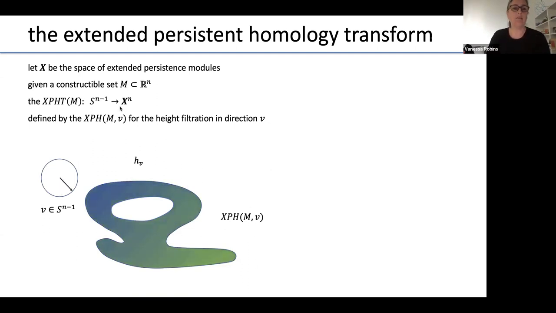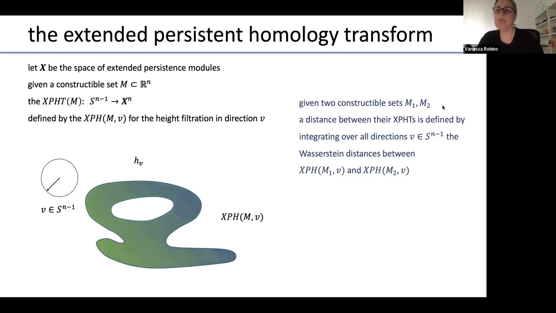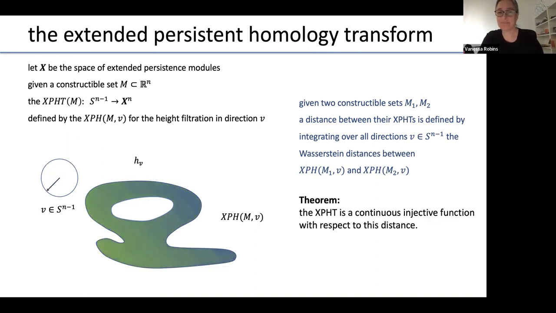And then we're going to calculate the extended persistence for each height direction. I'm trying to illustrate that there with this little GIF. And given two such sets, we obtain a distance between their extended persistent homology transforms by, as I said, integrating over all the directions. If you write this out as a mathematical description, it takes the entire width of the slide, so I was going to spare you that bit of notation, but it is in the paper. And then all those nice results about the persistent homology transform carry over to this setting with the extended persistent homology transform.